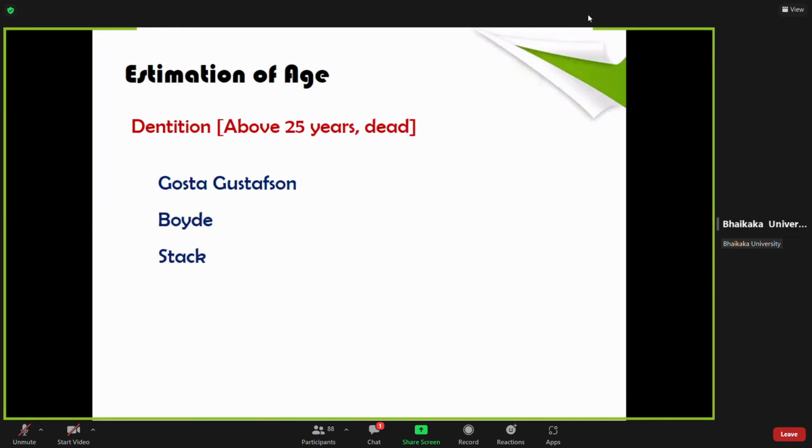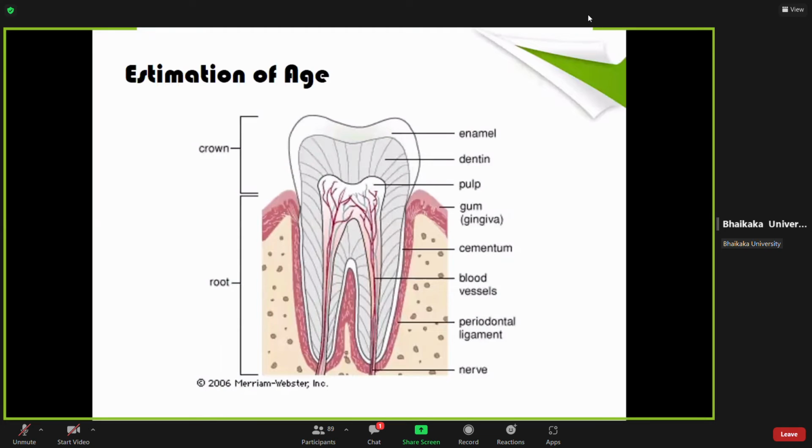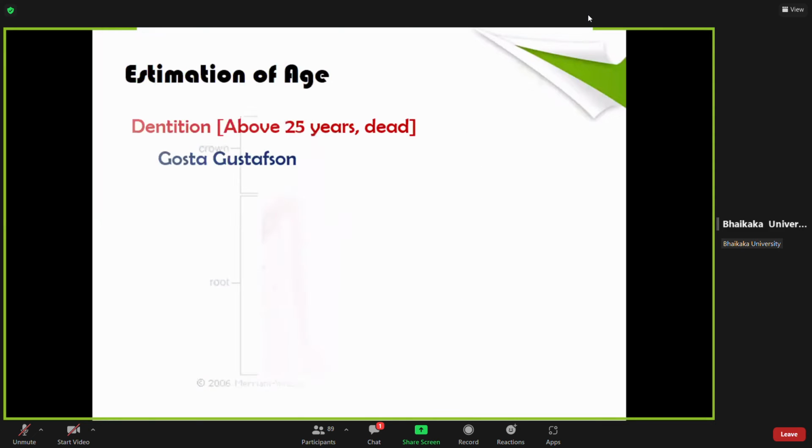Now dentition about 25 years है और dead है, तो उसके लिए these are the methods to estimate the age: Gustafson, Boyd's and Stark's. The changes जो enamel में, cementum में, pulp में present होते हैं, उसके हिसाब से method है.